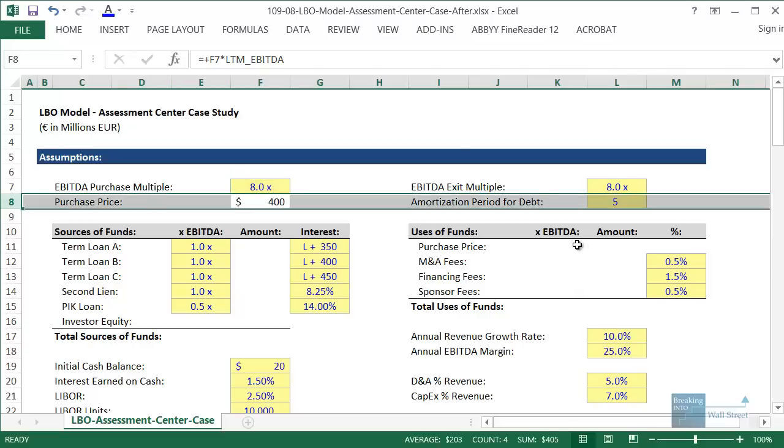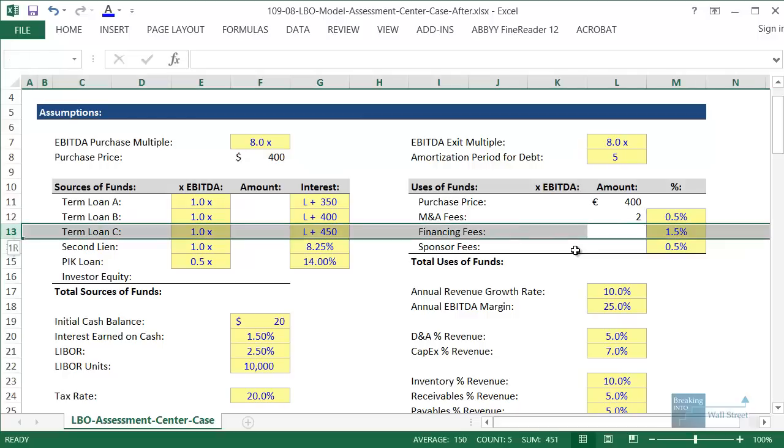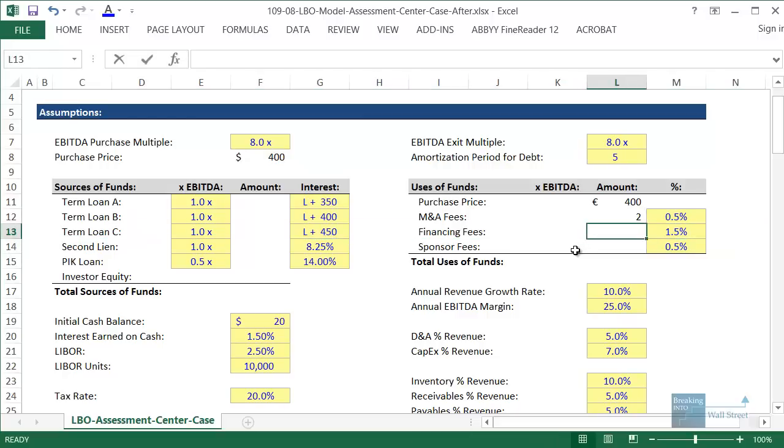Now, in the sources and uses schedule, let's link to our purchase price first. And then for the M&A fees, this is going to be a percentage of this purchase price, so let's link up there. The financing fees we cannot fill in yet, but what I can do is take our percentage and then link to the total amount of debt that we're using to fund this deal.